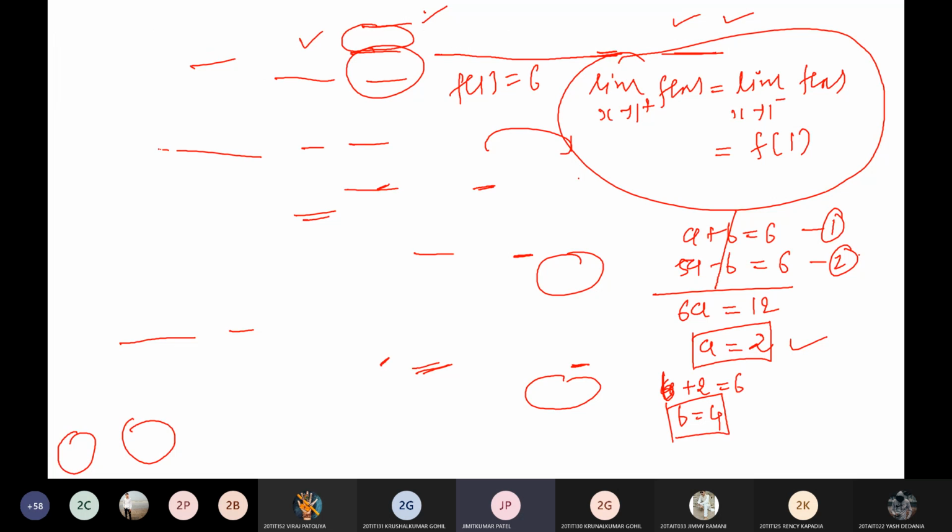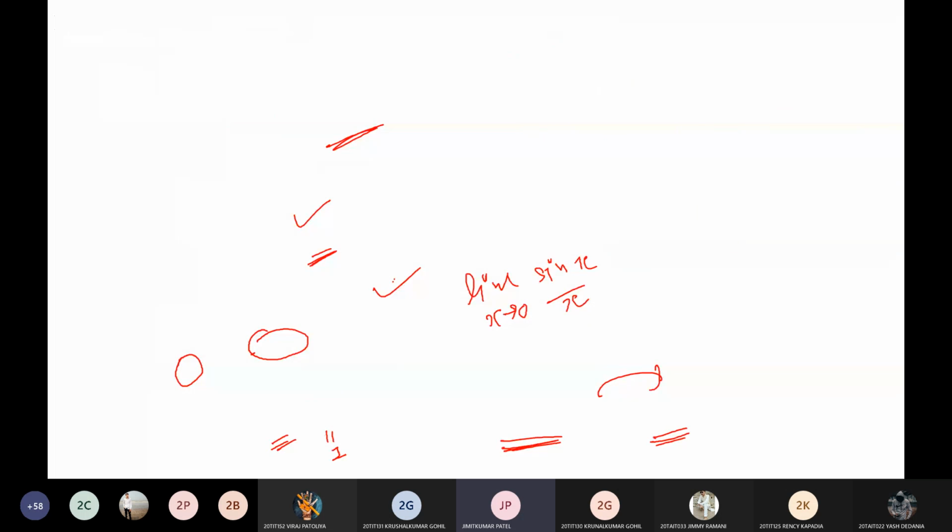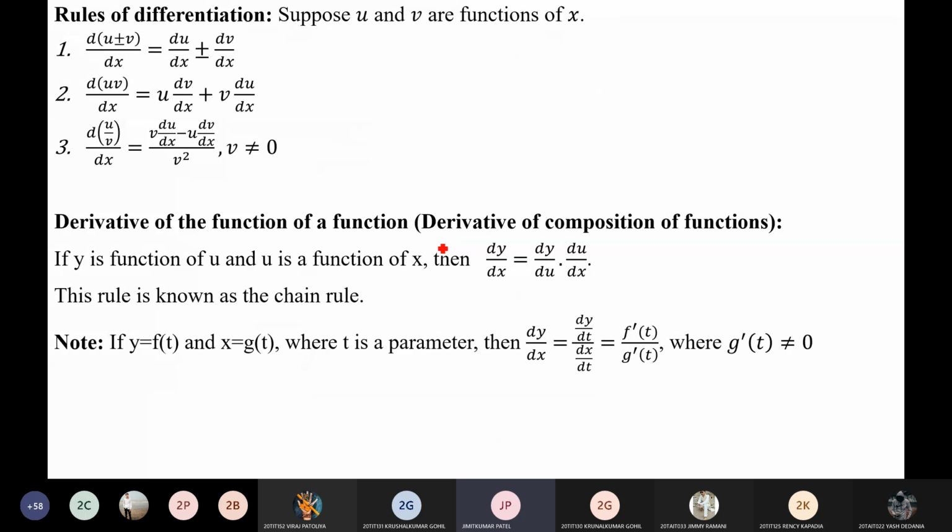Okay, so we use the concept of parametric form. I repeat it for the first lecture. Okay, we are using this concept: if y is a function of t and x is a function of t, and t is a parameter between them, then dy by dx is equal to dy by dt divided by dx by dt. That means you have to differentiate first with respect to t, then divide both of them, then you will get your dy by dx. But the condition is g dash t not equal to 0. Okay, so we go with this concept in our example.